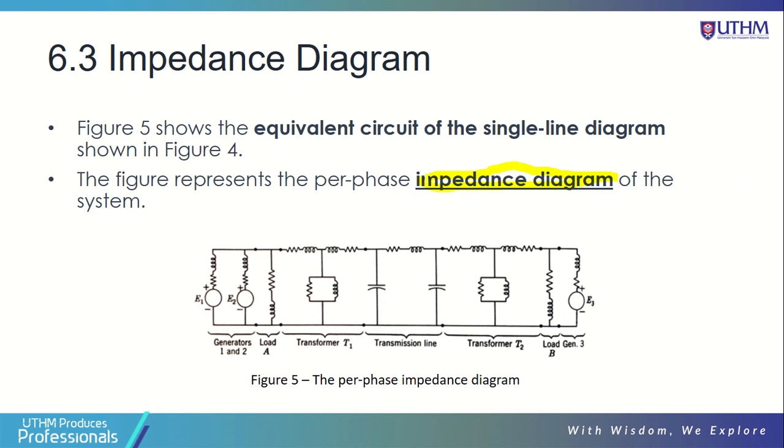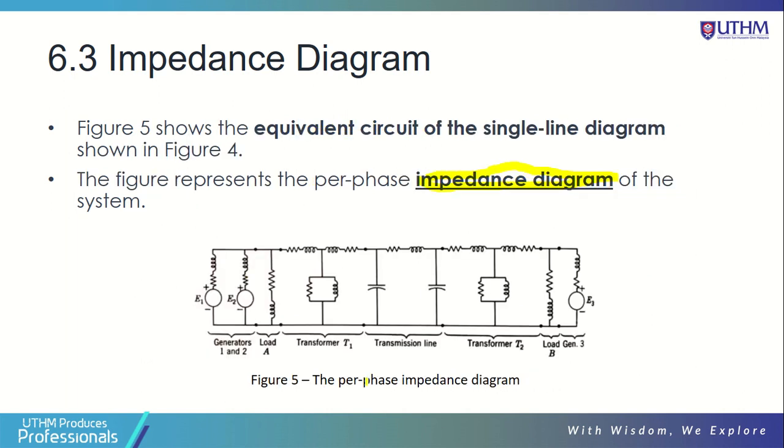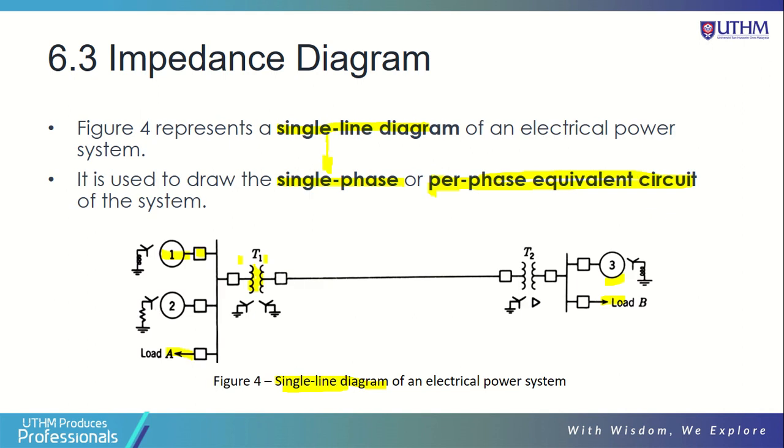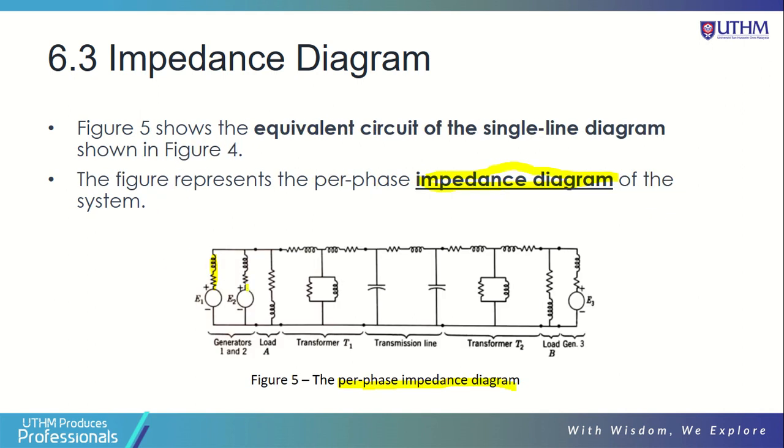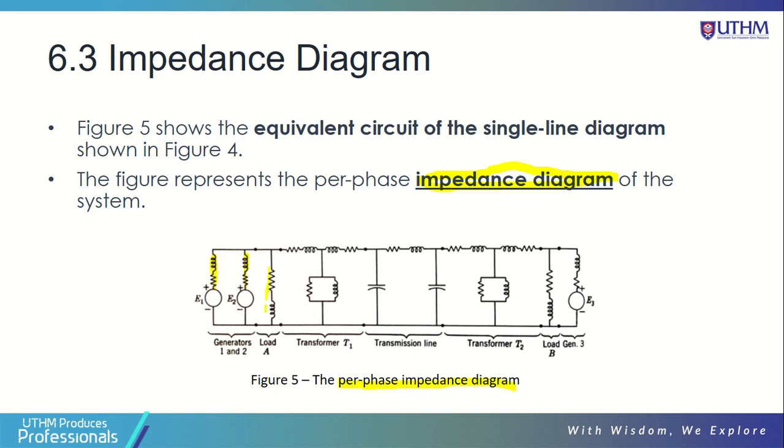Okay, previously we don't have the information of impedance of the generator, transmission line, transformer, and so on. We don't have the information of impedance, so we call it a single line diagram. This one we call a per phase impedance diagram. We draw the main components with the impedance. This is the impedance of generator 1, for example. This is the impedance for generator 2. And then we have a load connected at the same bus.